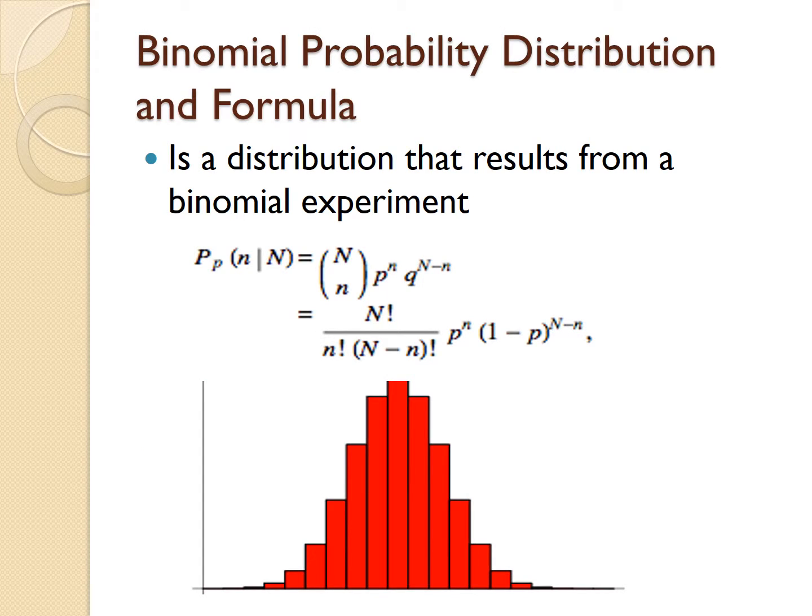A binomial distribution, or binomial probability distribution, is a distribution that results from a binomial experiment. Suppose a binomial experiment consists of capital N trials, and the results are lowercase n successes. If the probability of success on the individual trial is P, then the binomial probability is calculated using the formula presented in this slide.